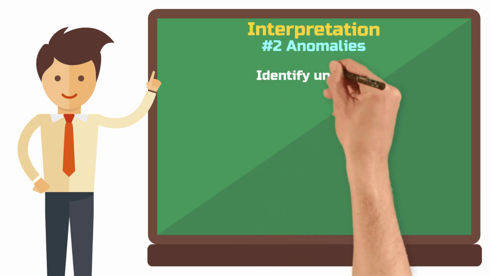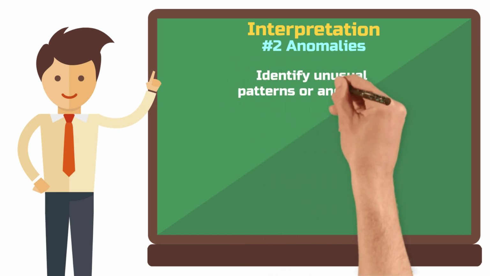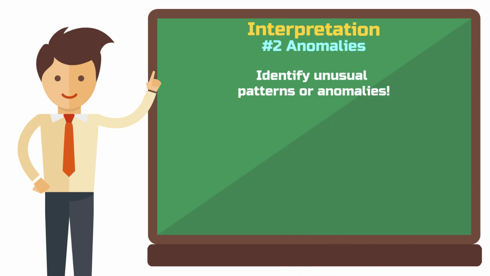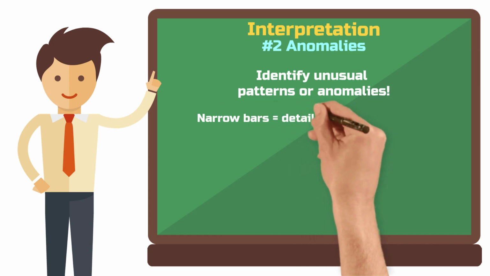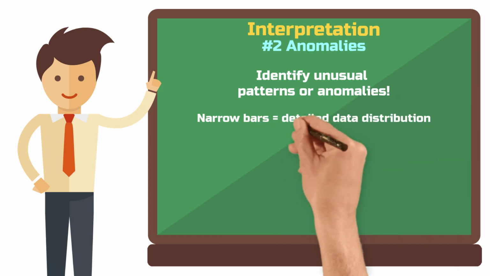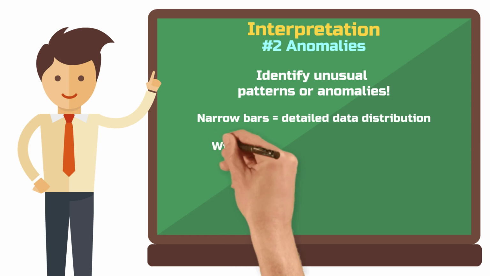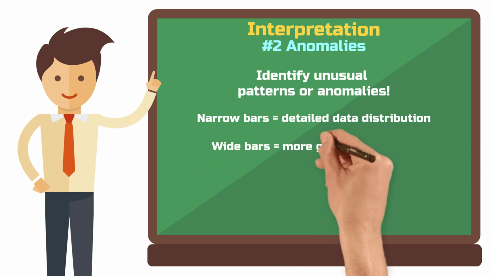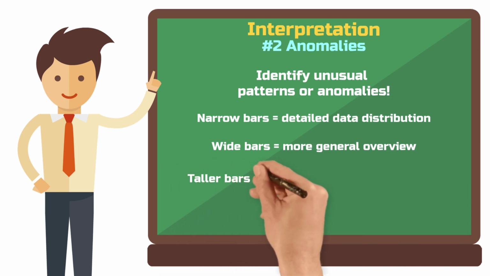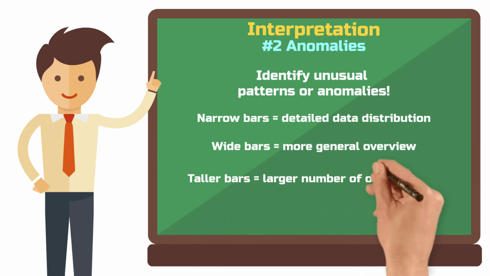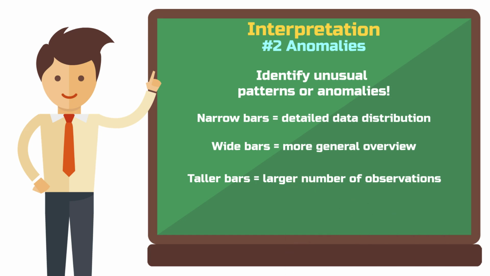Second, identifying anomalies. Visualizing data can reveal outliers, unusual patterns, or anomalies that may warrant further investigation. The width of the intervals shows how data is grouped. Narrow bars indicate a detailed distribution, and wider bars provide a more generalized overview. The bar height represents the number of observations in each interval. Taller bars indicate higher frequencies.